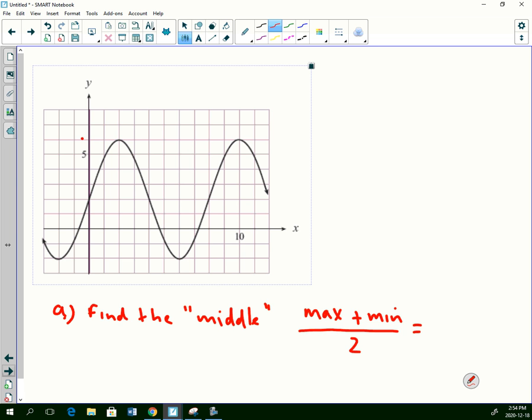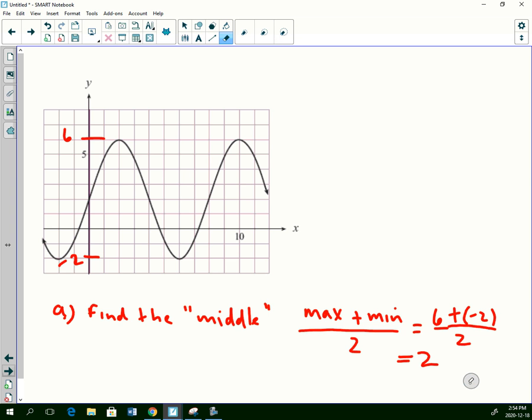So the top of this graph is 6. The bottom of this graph is, oh, sorry, not 1. It's at -2. It's below the x-axis. So 6 plus -2 divided by 2 is 2. So that is the middle of the graph at 2. So I'm going to draw that on here. The middle of the graph is also the vertical shift.